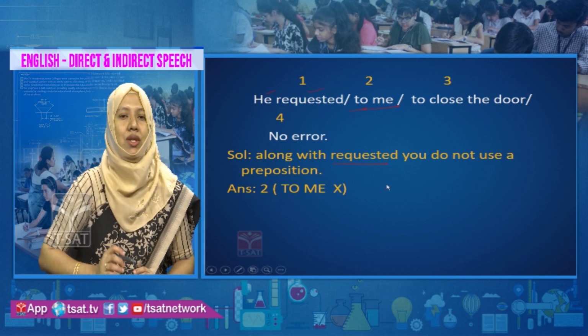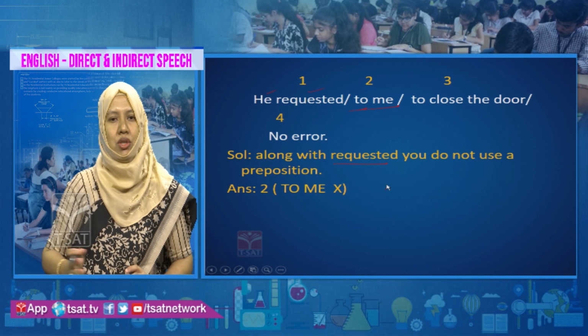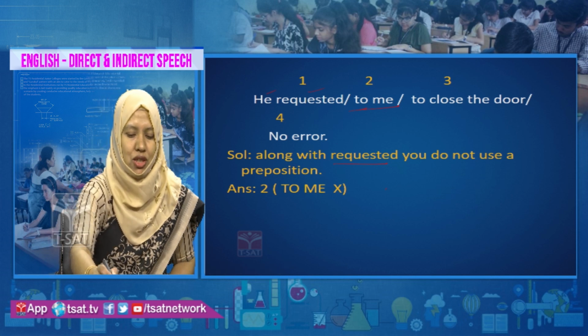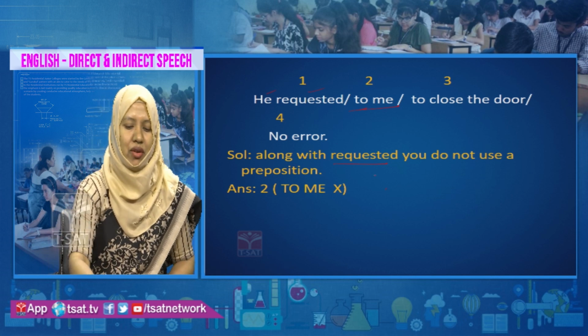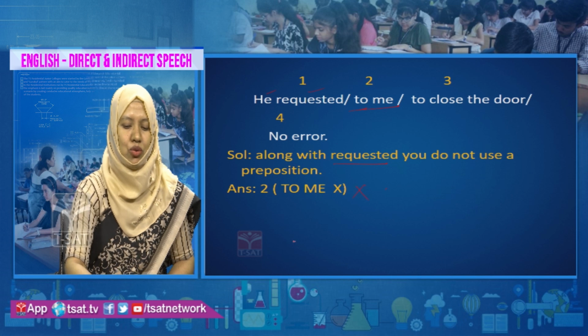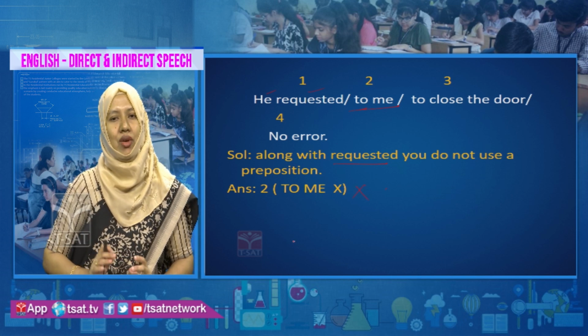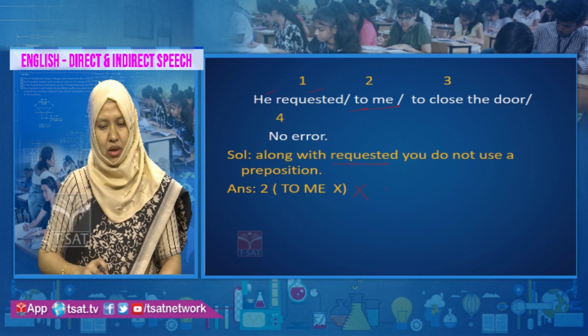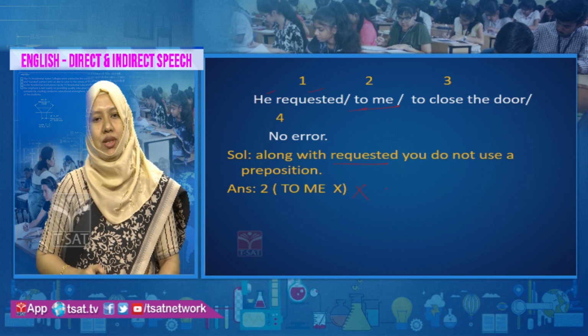You should say he requested me to close the door. There is no need of using the conjunction to with me. Always with requested, the conjunction to will not be used. Only me you should say. He requested me to close the door. There is a mistake in the second part of the sentence.